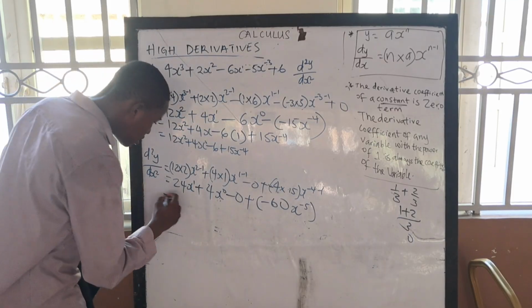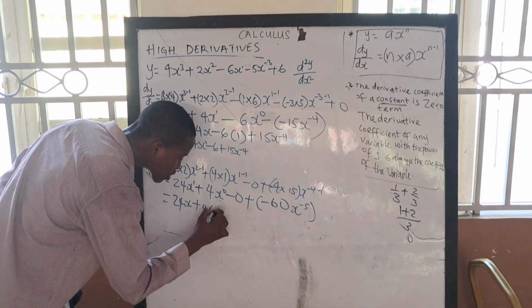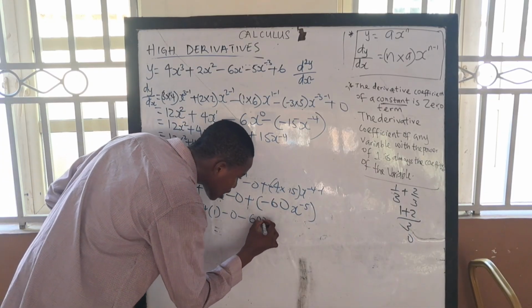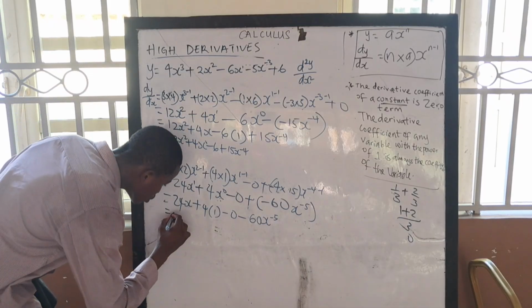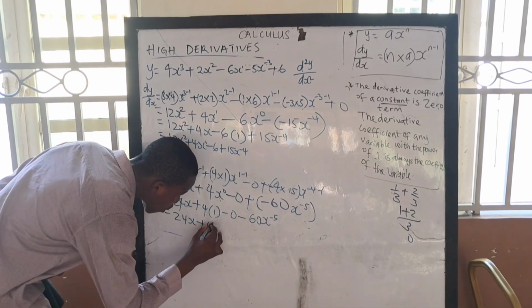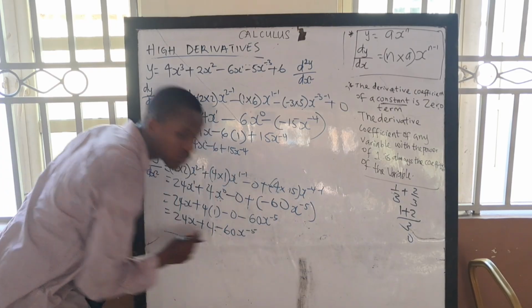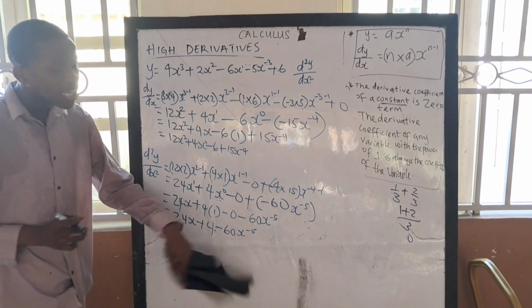Right? So I'm having 24. x raised to power 1 is x, plus 4. x raised to power 0 is 1, minus 0. Plus times minus, minus 60, x raised to the power minus 5. Right? So I'm having 24x plus 4, minus 60x raised to the power minus 5. Right? Now, my final answer has a negative power.